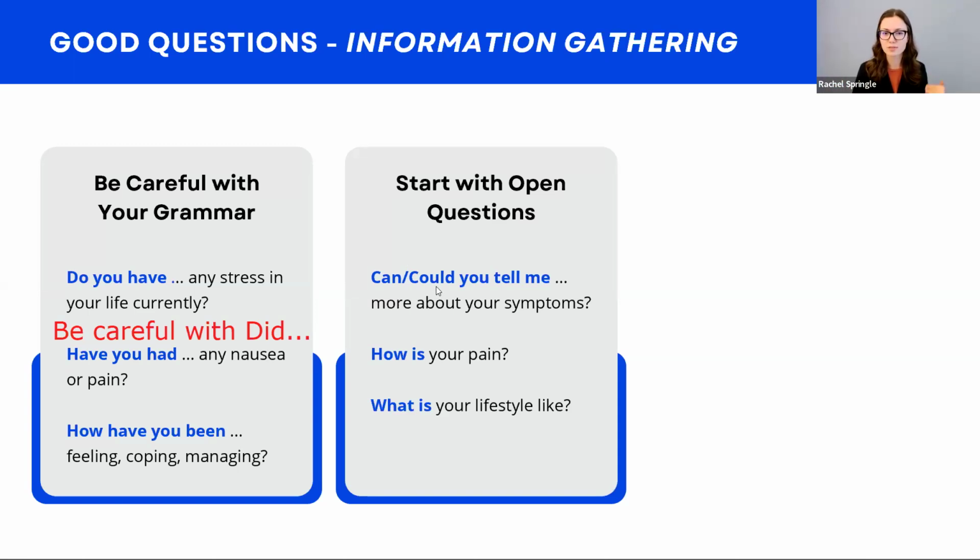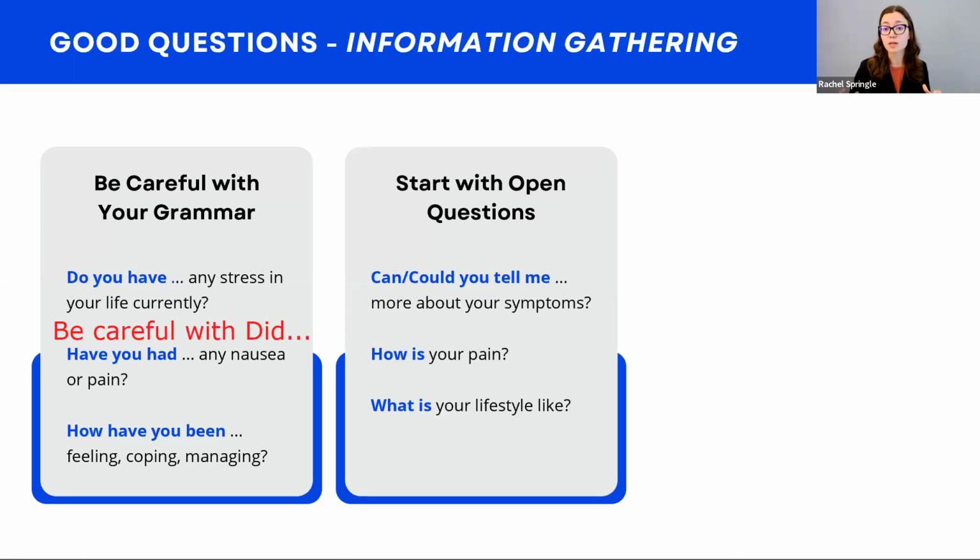So open often comes in the form of one of these 3 verb choices or the actual question word, how or what. Very often we hear in a role play someone say, do you have pain? Or is your lifestyle good? As a yes, no question. What they want to see instead, start open, broadly: tell me about your lifestyle, or what is your lifestyle like?